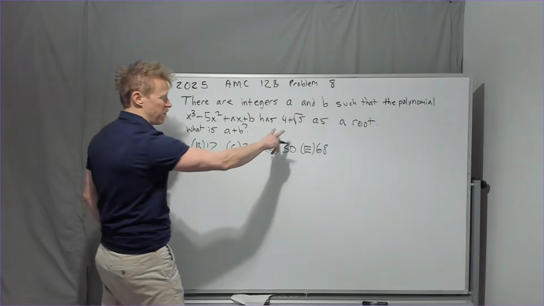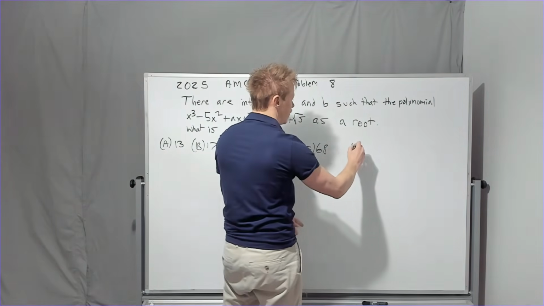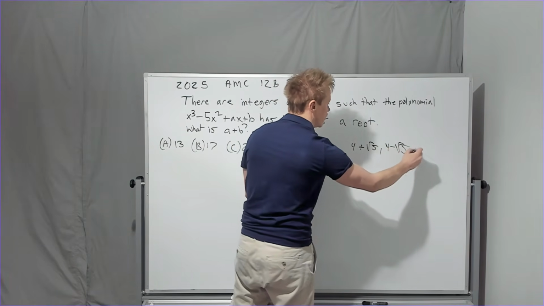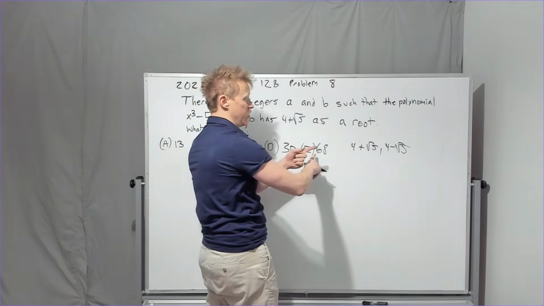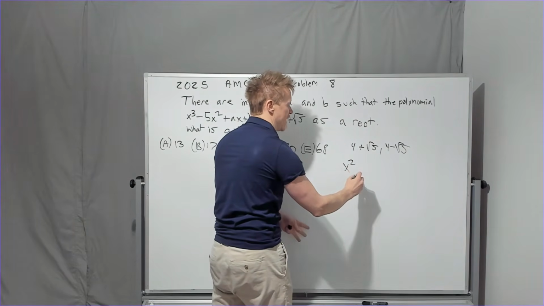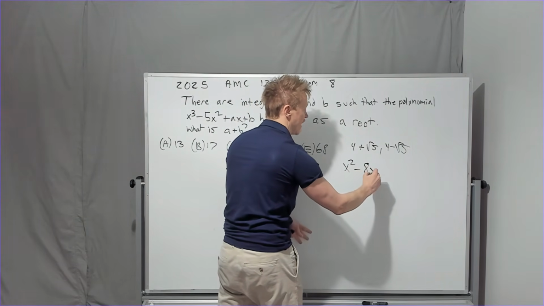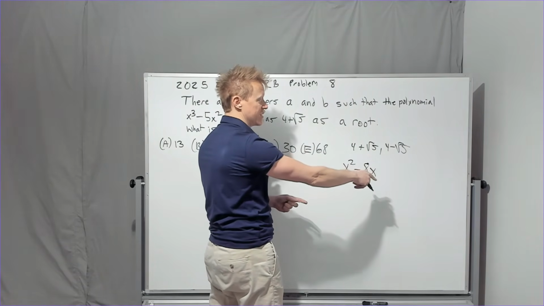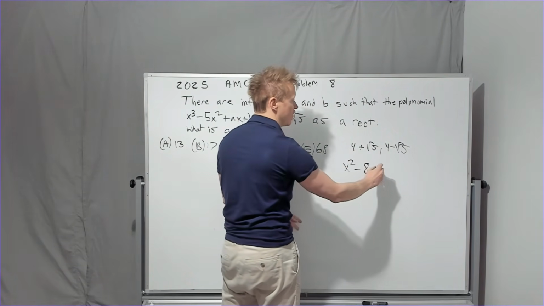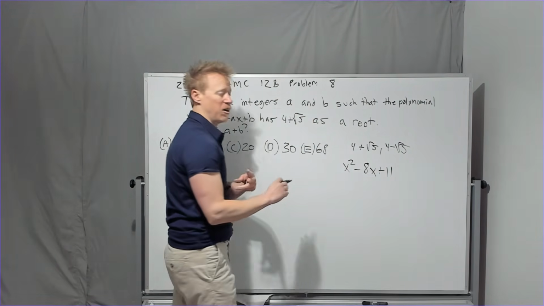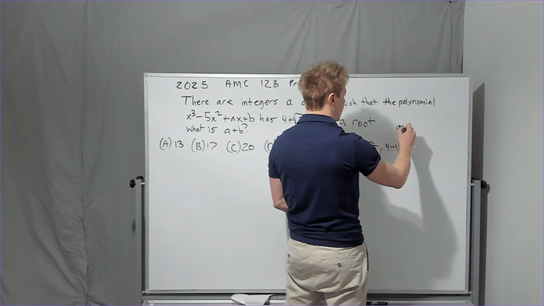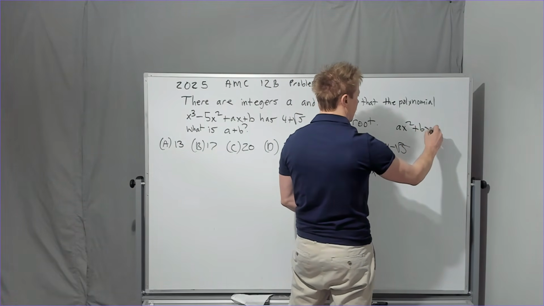Which means if 4 plus rad 5 is a root, 4 minus rad 5 is a root. And to build the quadratic, you're going to add those, and you're going to write x squared minus 8x plus b, or plus the product of them, which is 16 minus 5, which is 11. All we're using here is Vieta's sum and difference formulas, but we're using it kind of in reverse.